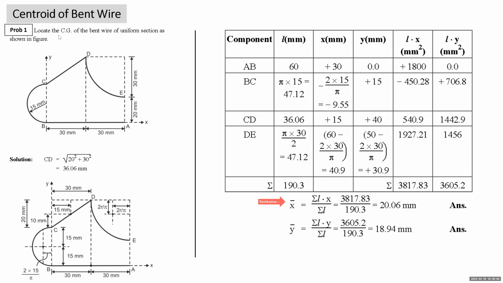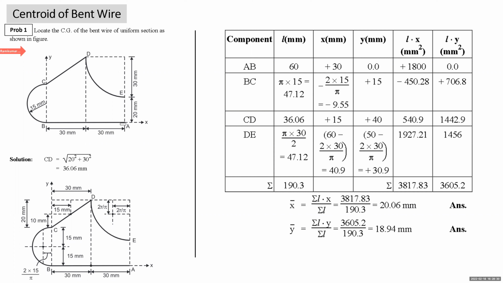Let's take up the first sum. Locate the CG of the bent wire of uniform section as shown there. Locate the CG, or they say locate the centroid. You have to understand it as one and the same thing, because they will be giving you only length properties, and you will be finding only x bar and y bar. So whether they say locate the CG or locate the centroid, we have to understand one and the same thing as far as the solution of the problem is concerned.